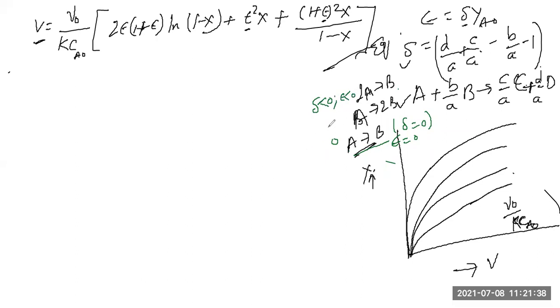When there is an increase in the number of moles, then you have delta greater than 0, then epsilon is greater than 0. These are the three things that we would be looking into. And based on the increase or decrease in the number of moles, we will be looking into the flow rate, the volumetric flow rate. So let's look at it.